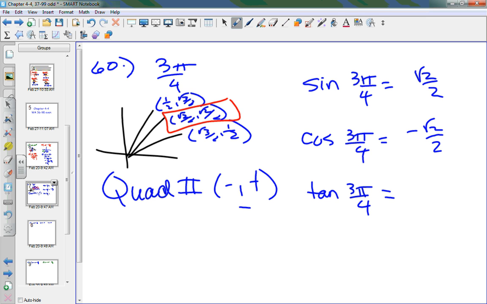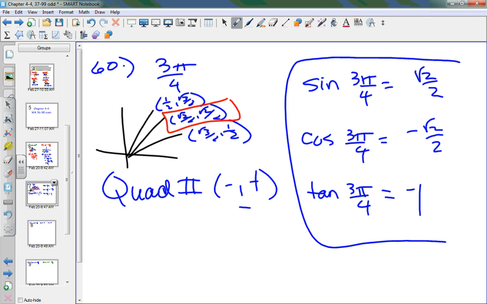What's 5 divided by 5? 1. What's the square root of 2 divided by the square root of 2? What's the square root of 2 over 2 divided by the square root of 2 over 2? 1. In this case, it's not going to be 1, but negative 1, because in quadrant 2, the tangent is negative. Do we all understand what you need to be able to do?